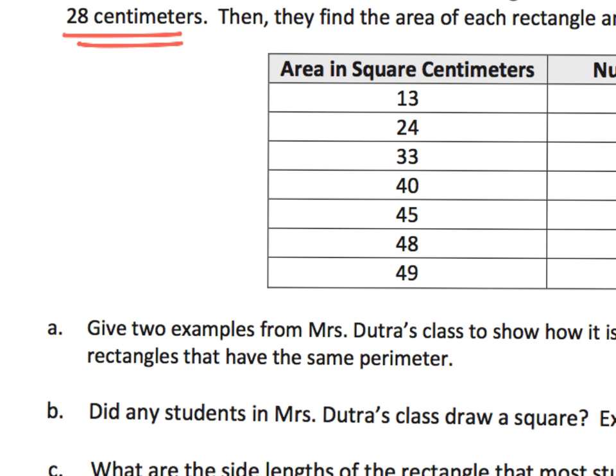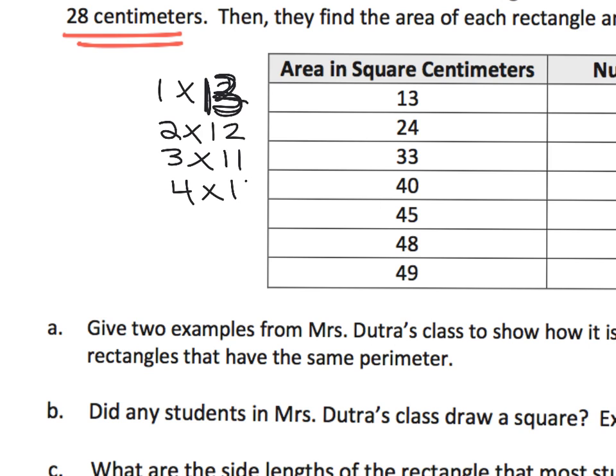They said this is 1 by 12. This is, am I right? No, 1 by 13. 1 by 13, and that uses 28 centimeters of perimeter. This is 2 by 12. This is 3 by 11. This is 4 by 10, 5 by 9, and 6 by 8, and then lastly 7 by 7.